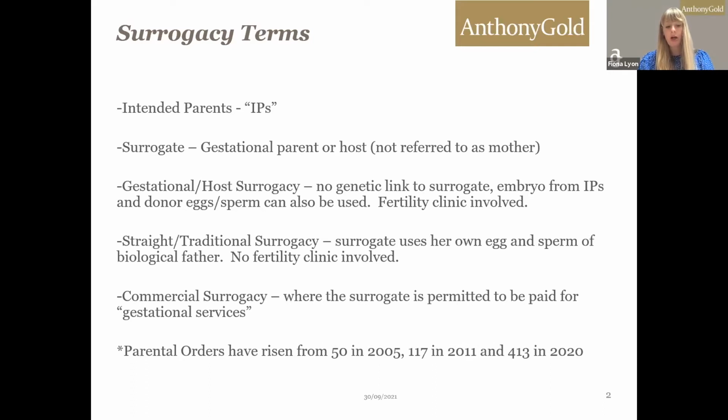Also a point to note, commercial surrogacy is where the surrogate is permitted to be paid for gestational services, and we'll see that that varies widely across the world. Also, an interesting statistic: parental orders have risen from around 50 in 2005 to 117 in 2011 and to 413 in 2020. So we can see that they are on the rise. Next slide, please.